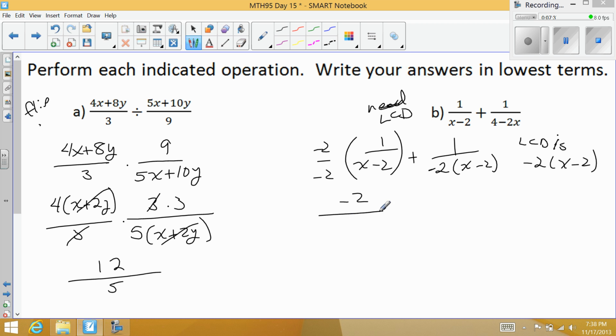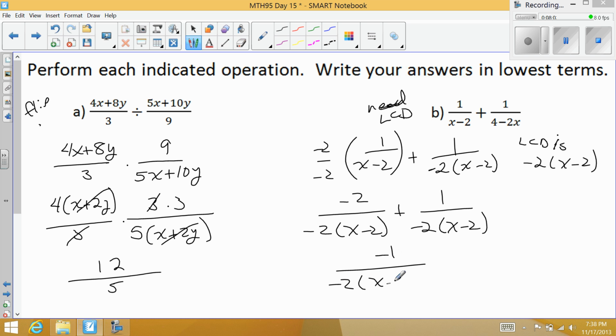Give me negative 2 over negative 2 times x subtract 2. Resist the temptation to cancel. It is tempting because we were just doing that over here. But the reason we do not want to cancel is if we cancel now, we won't have a common denominator. And we need that common denominator because our next step then is to add these numerators. Negative 2 plus 1 is negative 1 over negative 2 times x subtract 2. And I actually can do a little reducing here with the signs and make this a positive 1 over a positive 2 times x subtract 2 for my final result.